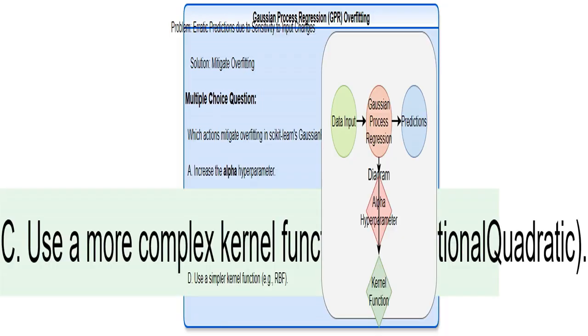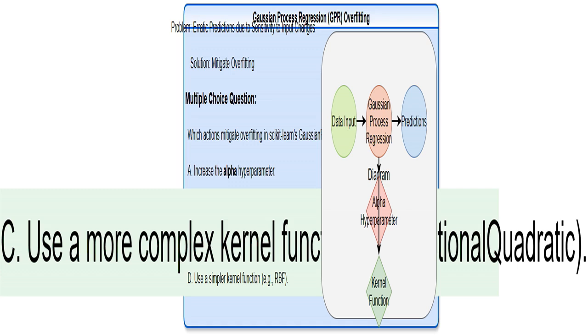The kernel function defines how the model measures similarity between data points. A more complex kernel allows for more intricate relationships, which can be excellent, but also increases the risk of overfitting. It is like using a very detailed brush to paint. It's powerful but might create a result too specific to the training data.